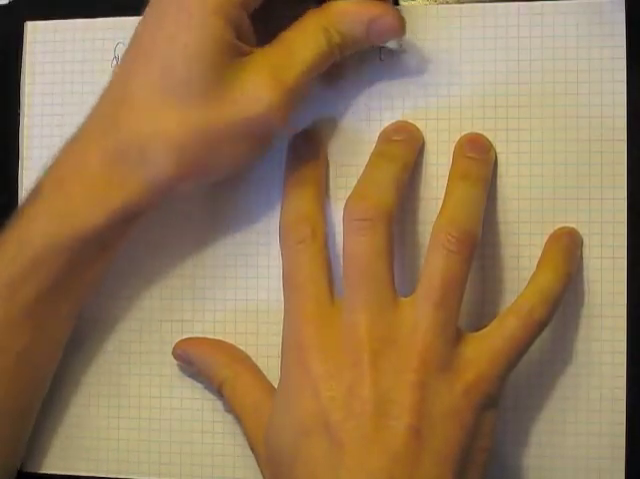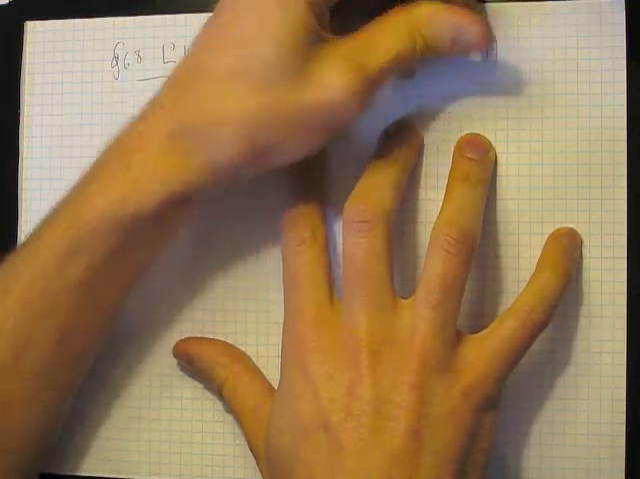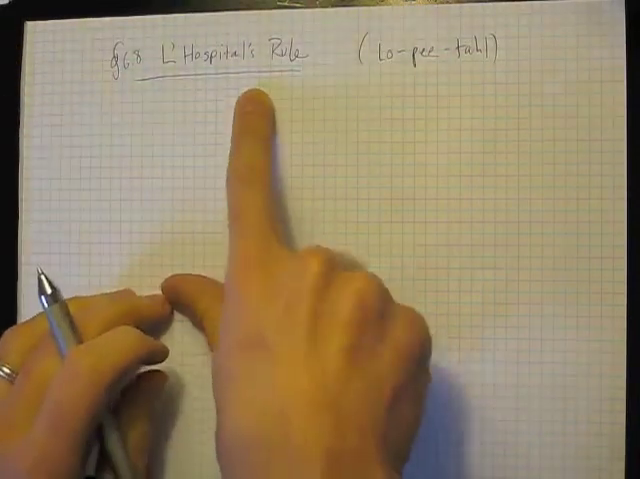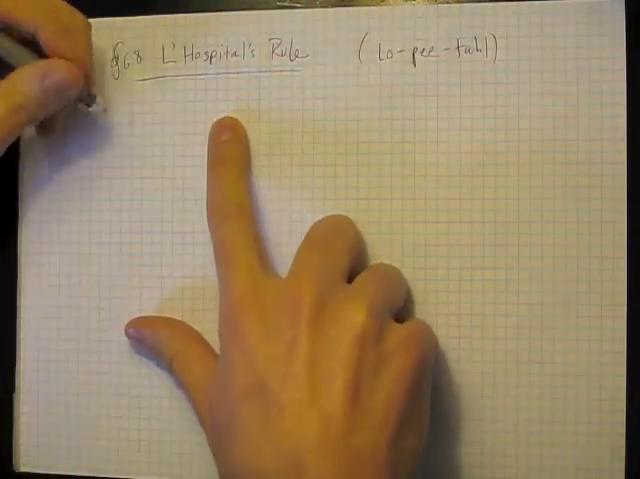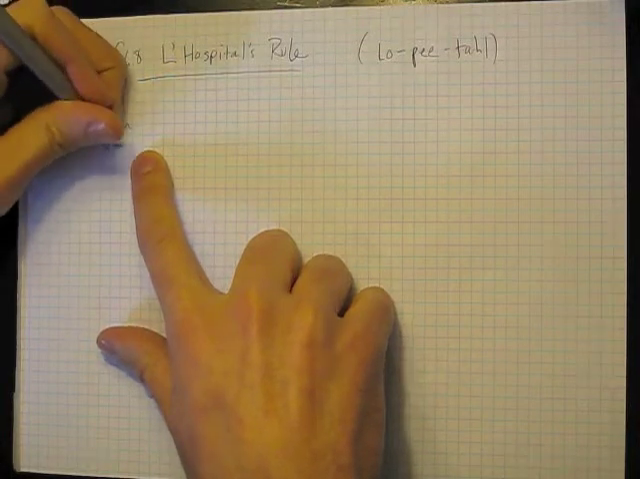L'Hôpital is how it's pronounced. L'Hôpital's rule. So this is a rule that will allow us to evaluate some certain kind of limits. So let's just consider the following limit here.